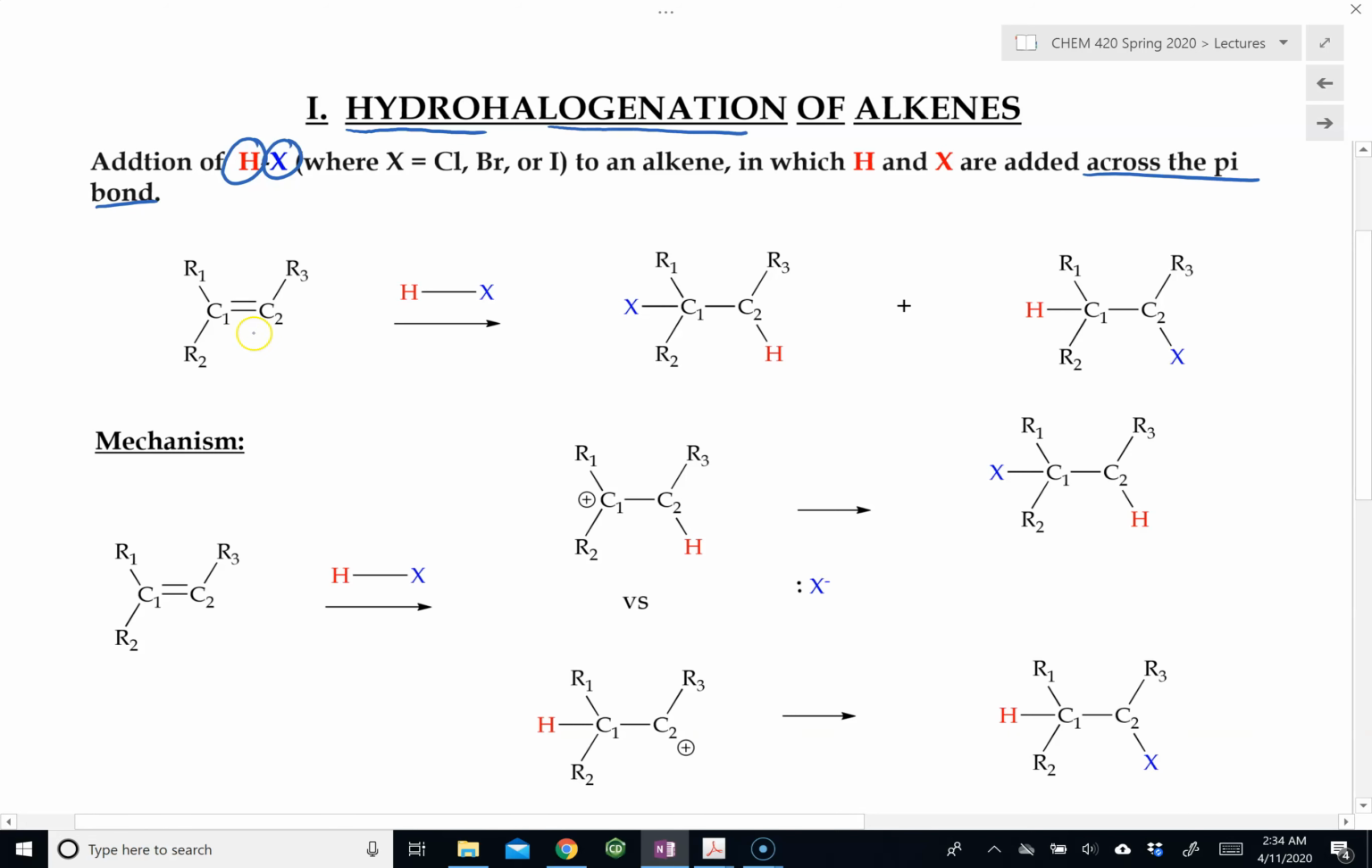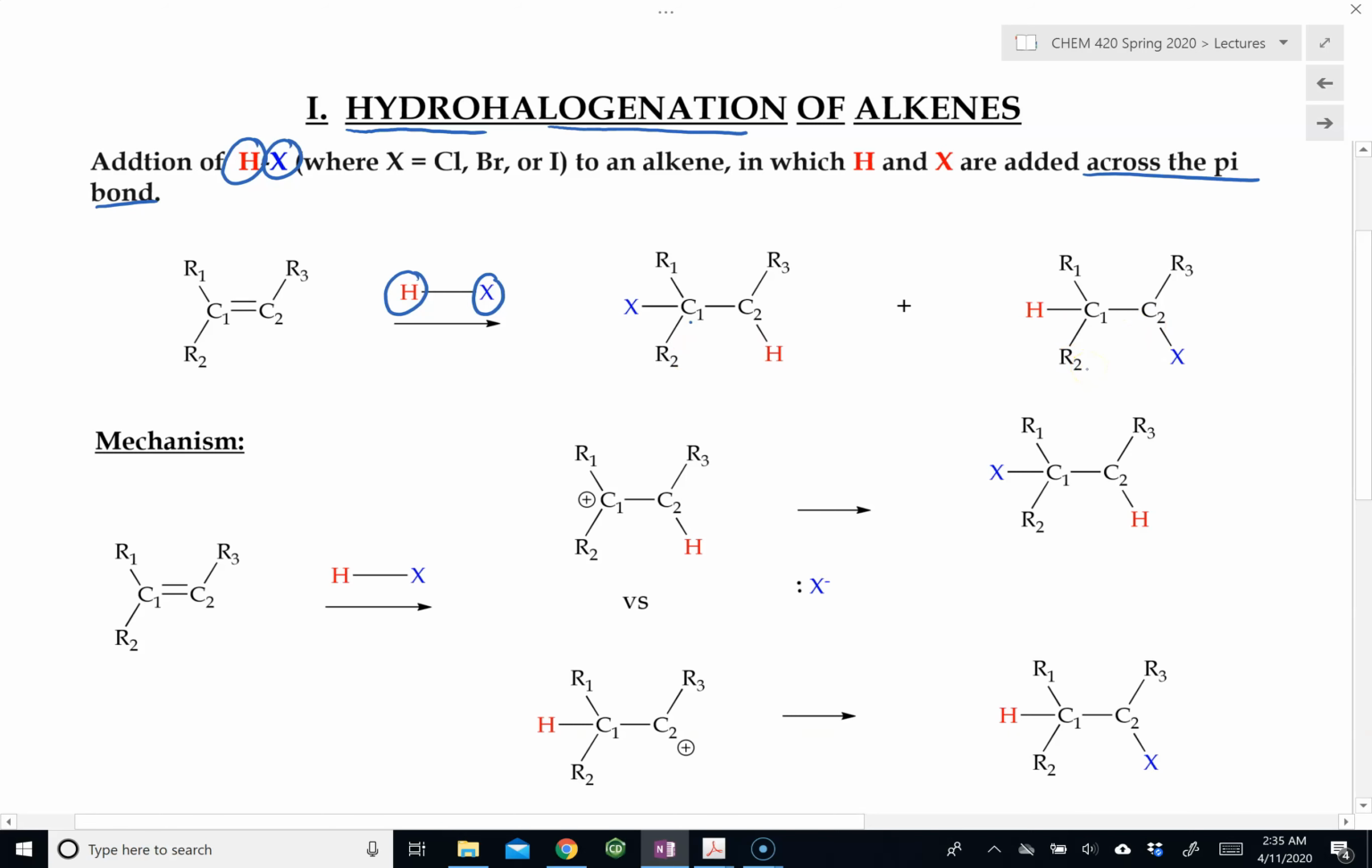So here we have our alkene reacting with HX. In this case, H and X are added to carbon 1 and carbon 2. There are two possibilities where the hydrogen and the halogen may be added. We can have the halogen added to carbon 1 and the hydrogen added to carbon 2, or the other way, where the hydrogen is added to carbon 1 and the halogen is added to carbon 2. So these two products are different.